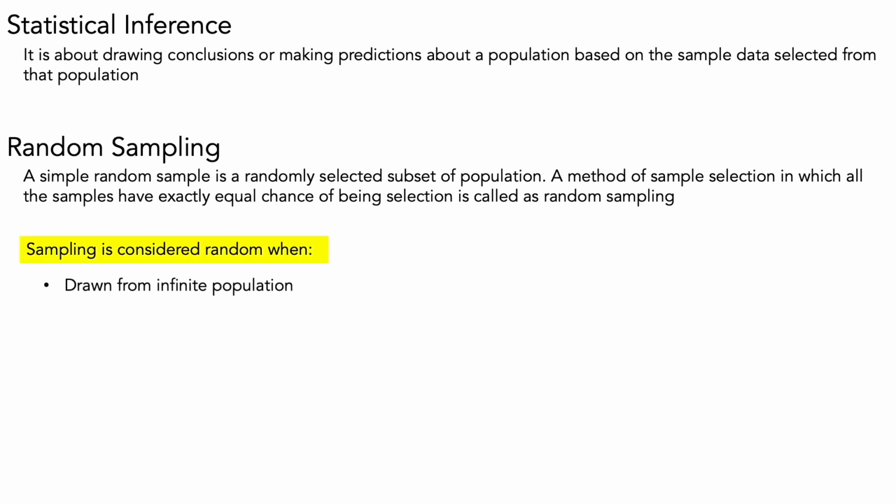A sample will be considered random when it is drawn from an infinite population. An infinite population is one in which we have uncountable items, meaning we cannot count the number of items in that population. It is so large. By definition, this population will not feel any deficiency after we have selected some samples from it. So if the sample is drawn from an infinite population, we will consider that sample a random sample.